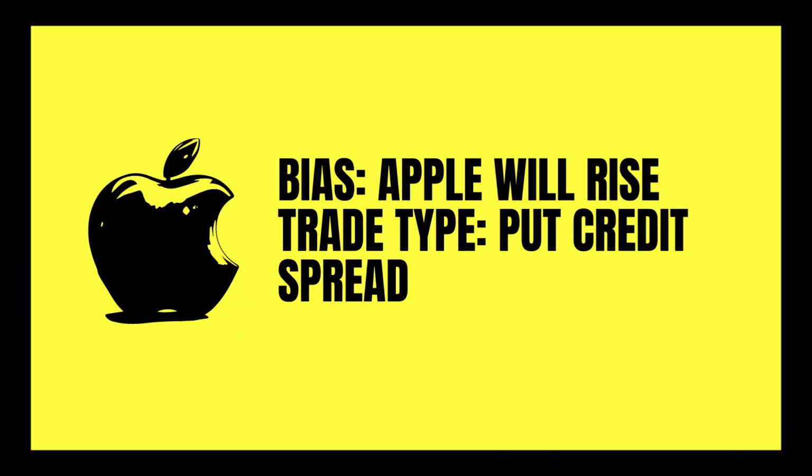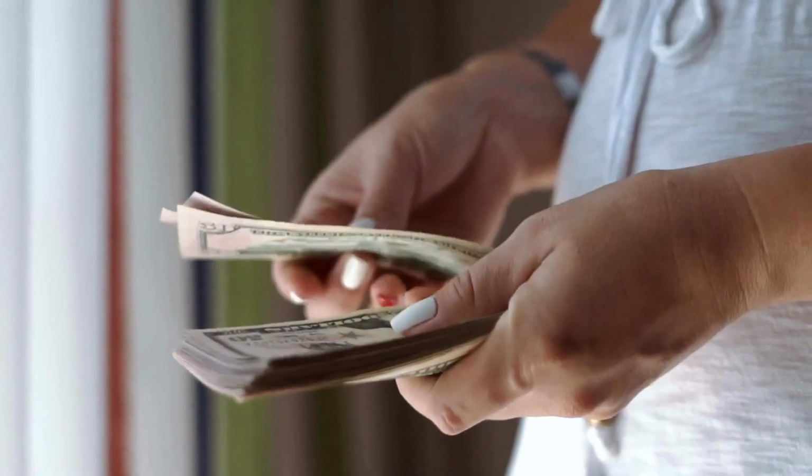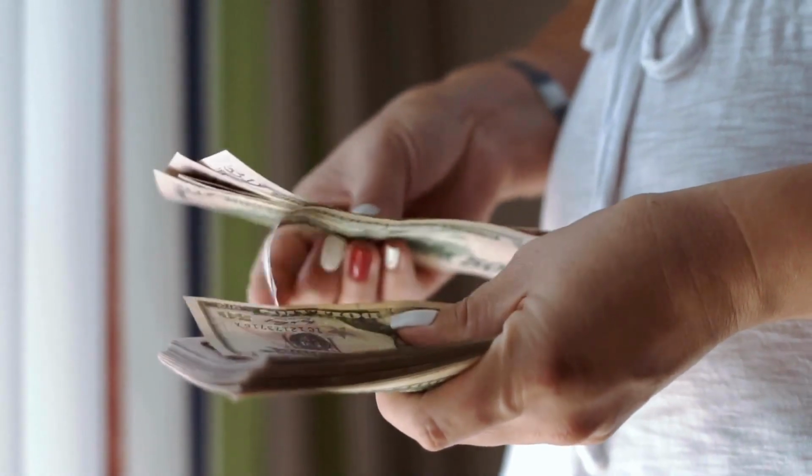You can do the opposite if you believe Apple will rise in value. You will sell a put option first and then buy a put option a few dollars below. You will receive a premium for selling the put, and the difference between that and whatever you pay for buying the second put is your profit. If Apple does not fall below the strike price of the put you sold, both of the options will expire worthless, and your premium will be your net profit.